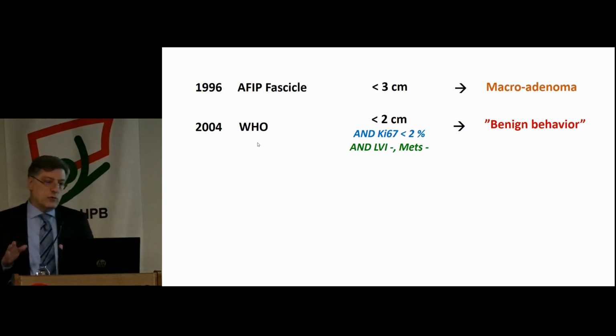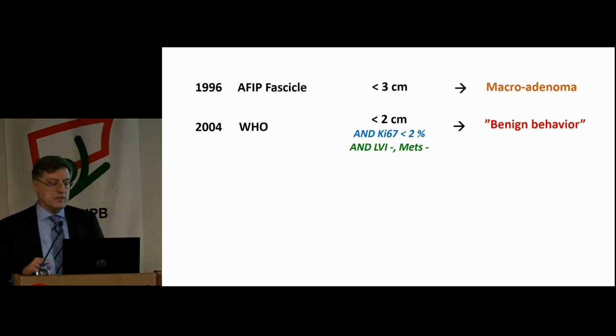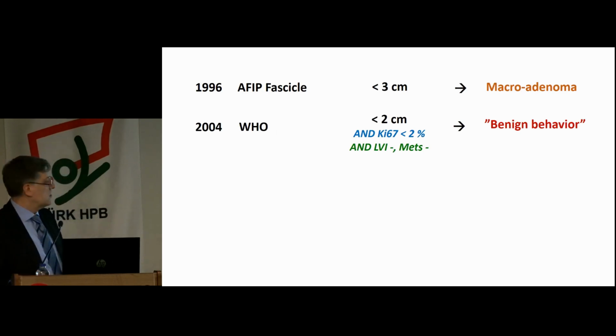Then WHO realized, okay, we have to do something. There's no adenoma. How can we define the more benevolent, benign-behaving ones? If they are less than 2 centimeters, Ki67 is very low, no lymph node metastasis and no vascular invasion, then it's benign behavior. Now, I always found this concept to be very awkward, because of course, if the tumor is not metastatic, very small, low grade, low stage, and you operated on it, of course it's going to have benign behavior.